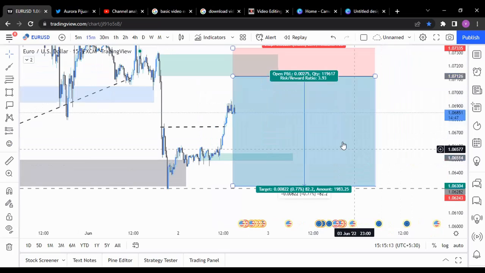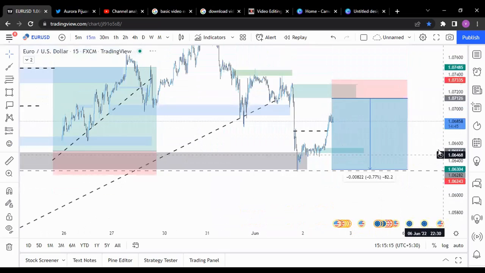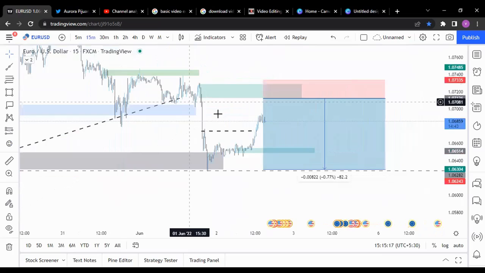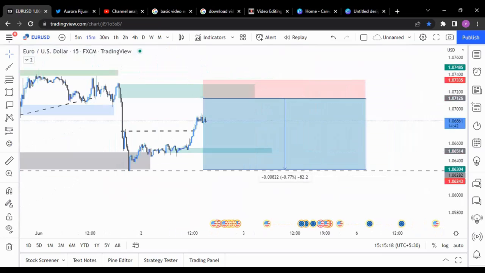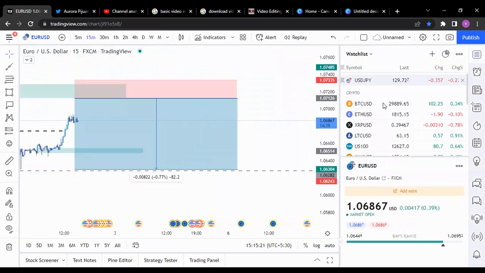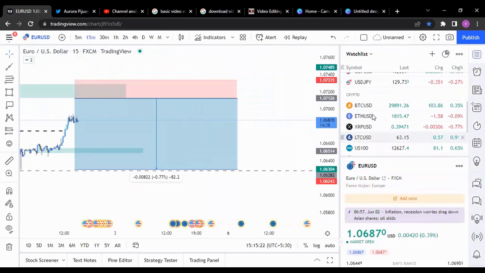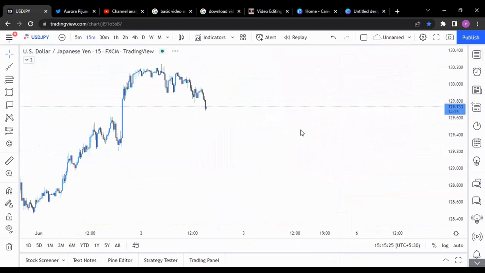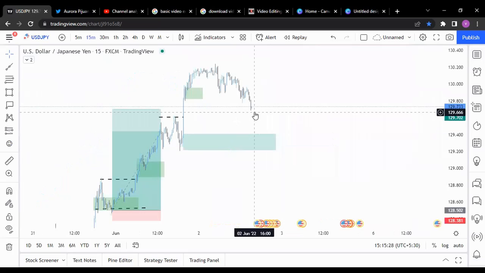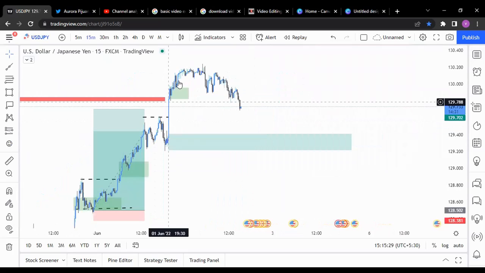All right, so that's it about EURUSD. We're having a very good sell projection here. And the next one will be USDJPY, as we are also in a very critical condition. You can see that the price broke here yesterday.